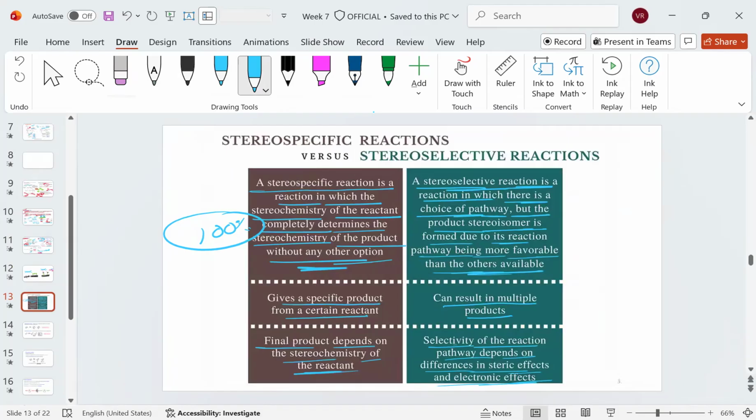So any doubt up to this in the stereoselective and the stereospecific reactions?